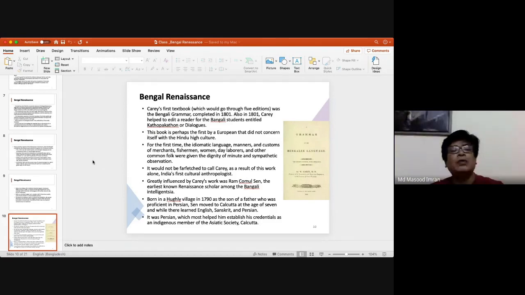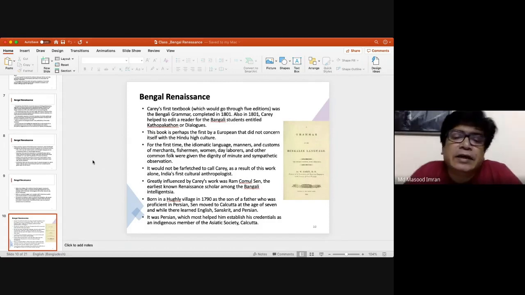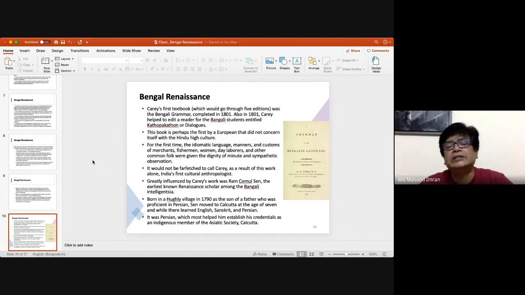Sen moved to Calcutta at the age of 7, and while there learned English, Sanskrit, and Persian. And it was Persian which most helped him establish his credentials as an indigenous member of the Asiatic Society, Calcutta. So because of his Persian language knowledge, he got a membership in the Asiatic Society. But during that time and after 100 years, we didn't find any Muslim pundits or Muslim Maulavis or anyone who asked for a membership in the Asiatic Society.